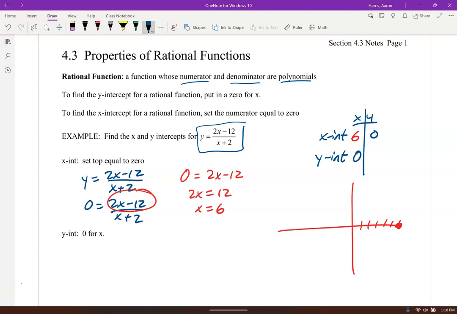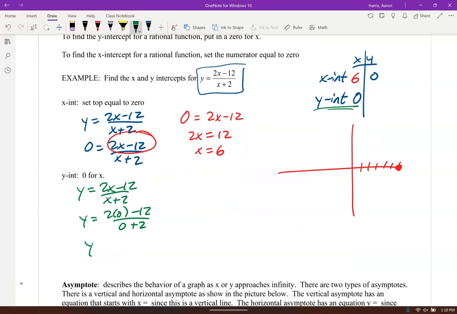Let's go ahead and find our y-intercept. When you're finding the y-intercept, we're going to let x be 0. So you end up with 0 minus 12. I get a negative 12 over 0 plus 2, which is 2. So negative 6. So 0, negative 6. Right? So it goes through those 2 points.